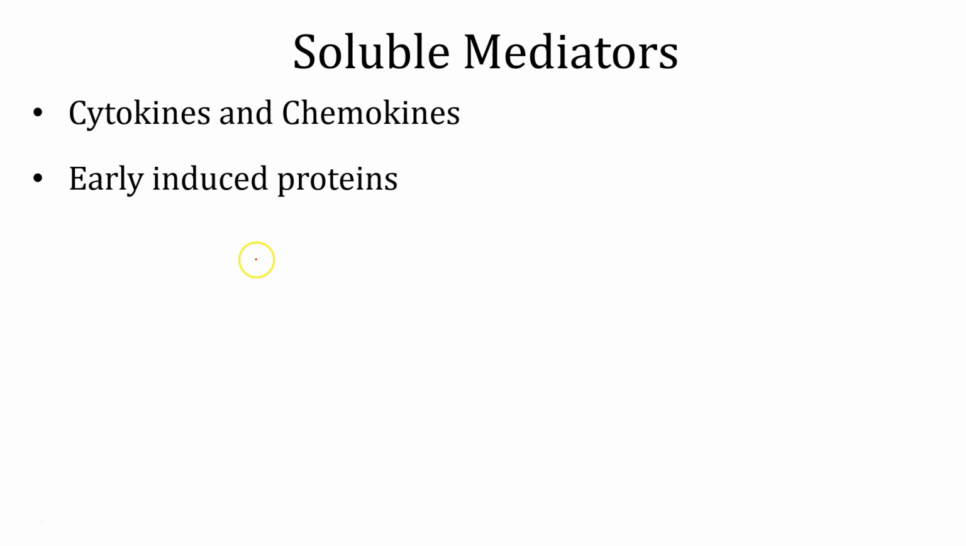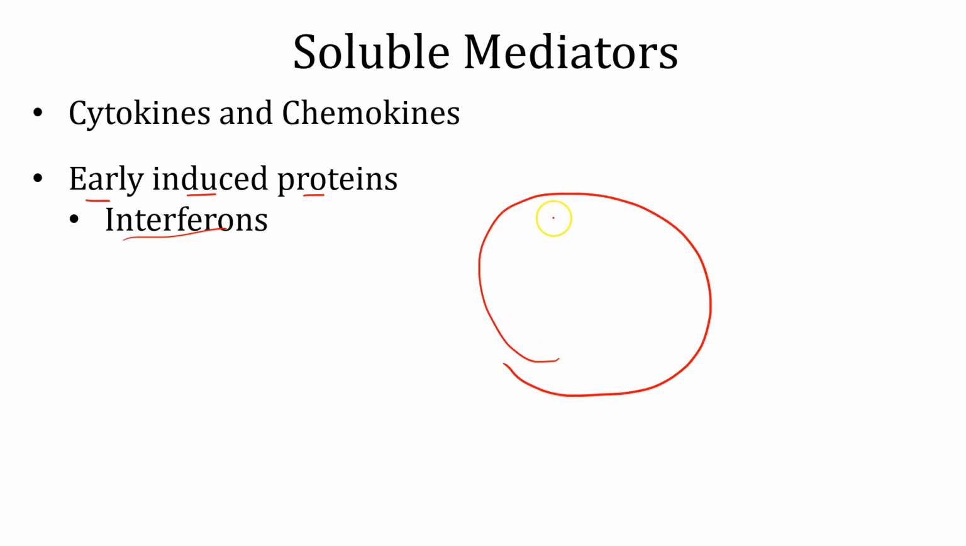Another class of soluble mediators are what are known as the early induced proteins. These are proteins that are made and released very quickly after intracellular infection with a bacterium or a virus. Some examples are a class known as the interferons. There are a lot of different interferons, but generally what we think of when we think of an interferon is a substance that's released by a cell that's infected with a virus.